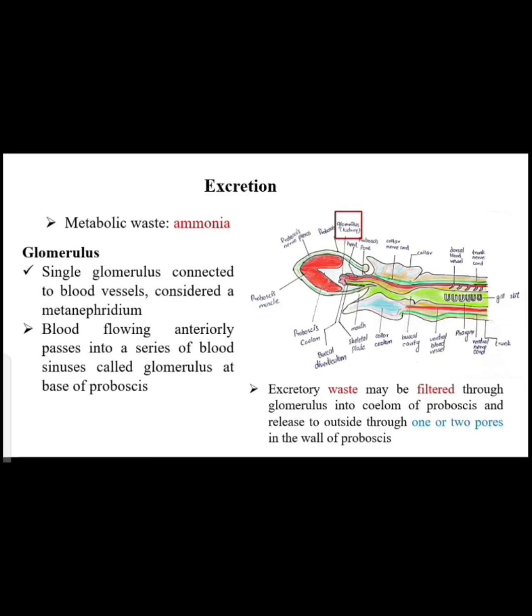Excretion. The metabolic waste of the acorn worm is ammonia. A single glomerulus connected to a blood vessel is considered a metanephridium. Blood flowing anteriorly passes into a series of blood sinuses called the glomerulus.